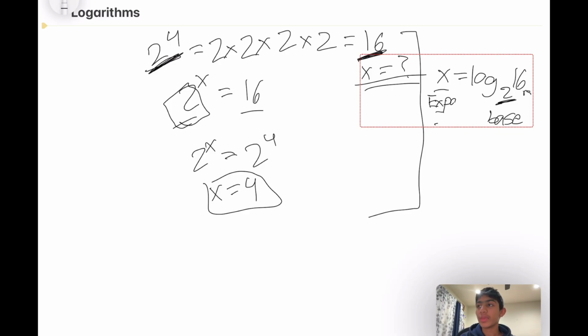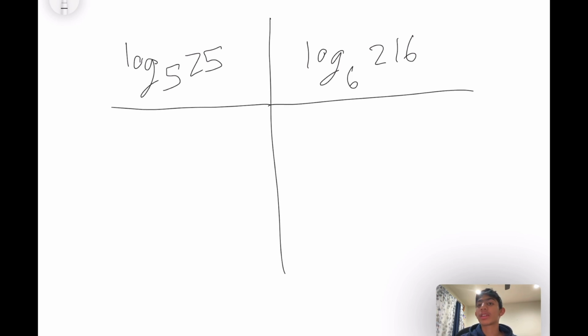Okay, now let's go over some examples. Log base 5 of 25 and log base 6 of 216. These are two common examples. Let's start with some basics.